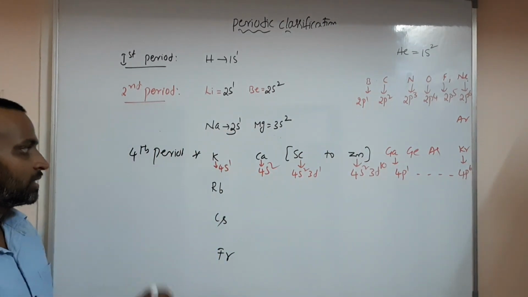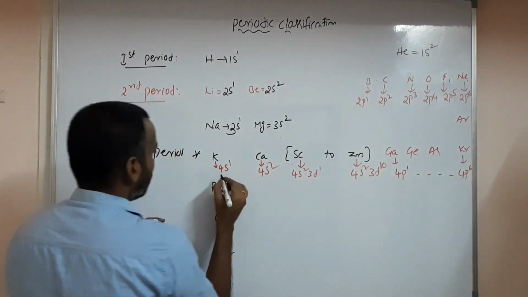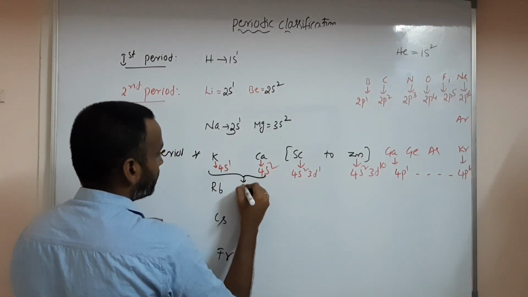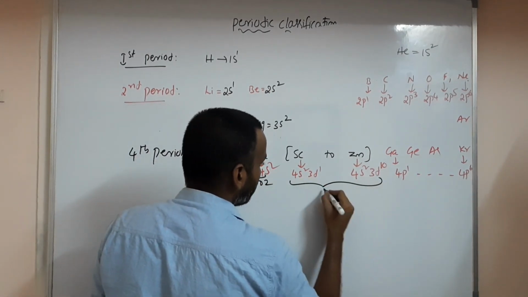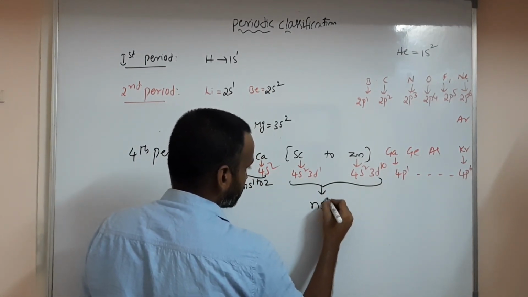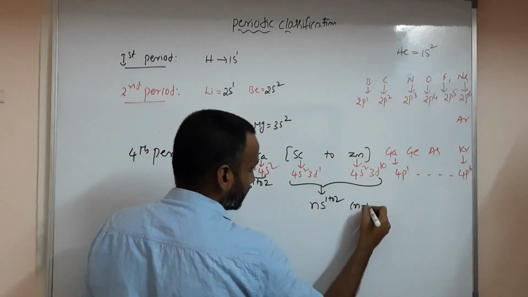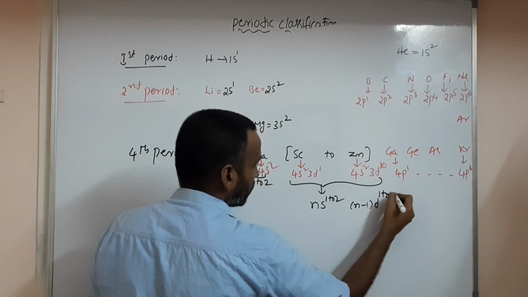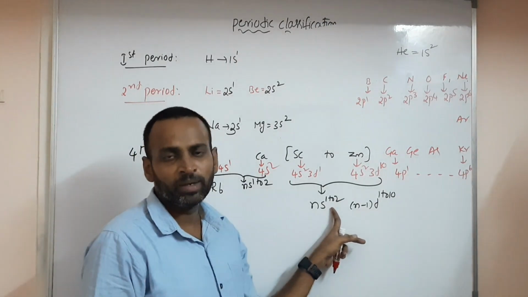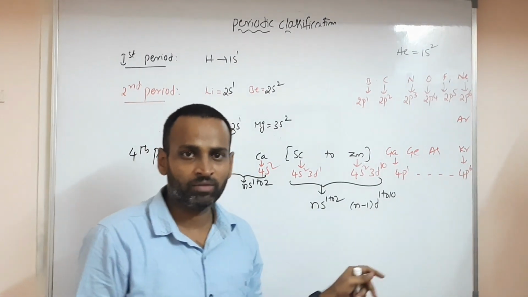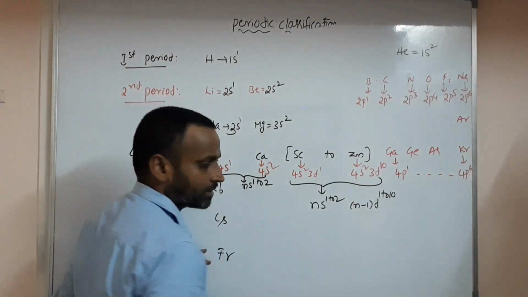Why are we writing all these things? To know the electronic configurations. So now you can write the S block configuration, simply ns1-2. What is the D block configuration? ns1-2 and (n minus 1)d1 to 10. Why did I write 1 to 2? Because for chromium we write 4s1 3d5 and for copper 4s1 3d10. That's why I wrote it like this.